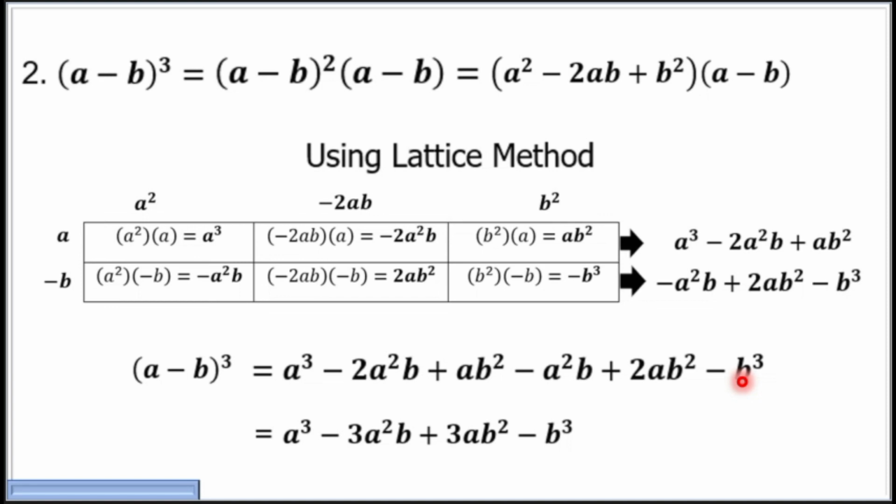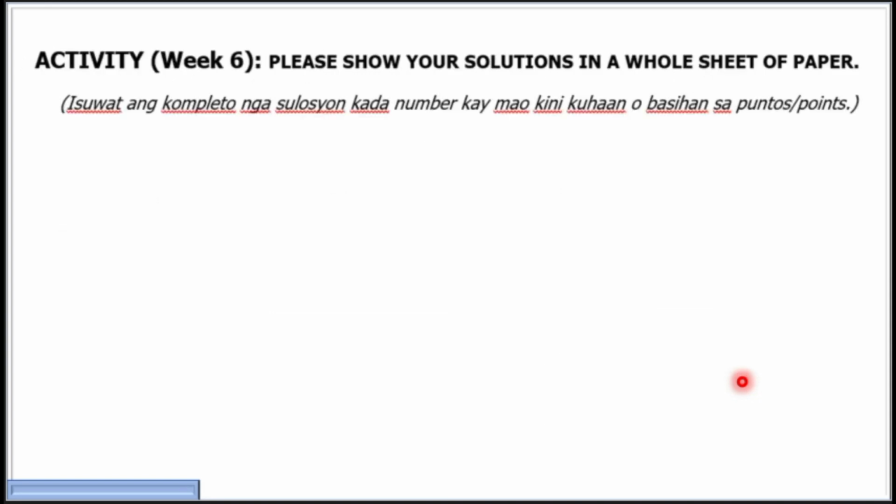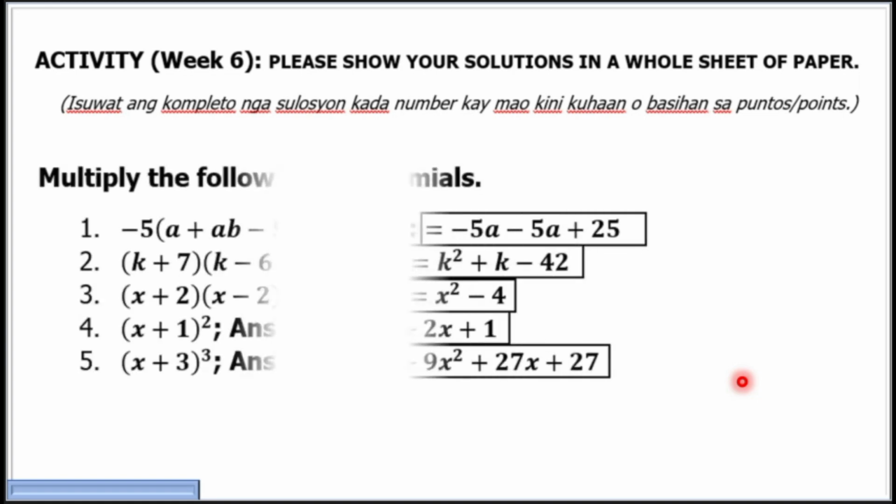Hopefully you understood from the beginning to the end. But if you are confused, you can rewind and watch again. Select the time where you find it easy to understand or difficult to solve. On our activity, again, the same instructions. Please show your solutions on a whole sheet of paper. Write the complete solution for each number because this is the basis of your points.